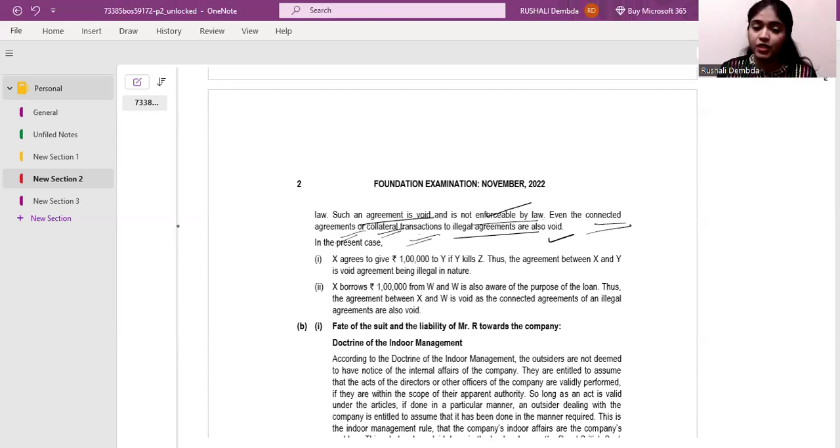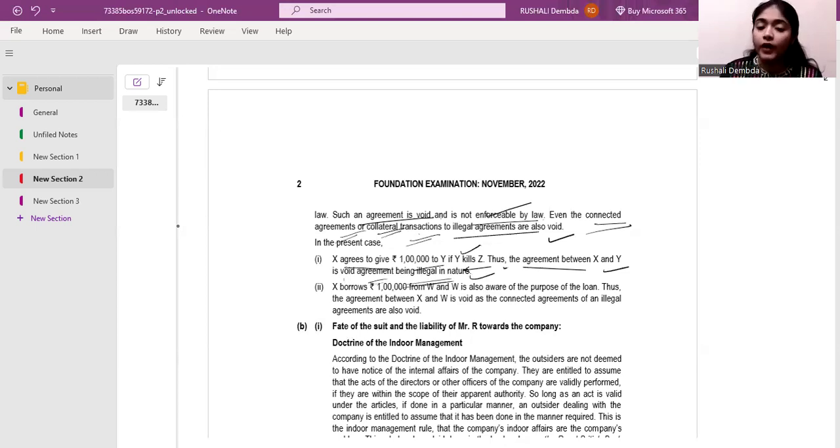Now we have mentioned the provisions. Then the facts of the case. X agrees to pay 1 lakh to Y if Y kills Z. These are the facts of the case. Here they have given the conclusion only. You can do it the same way, or you can mention the facts and then give it. Here 2 points are given: the facts of the case, and the conclusion or correct answer is also given over here. The agreement between X and Y is void, being illegal in nature.